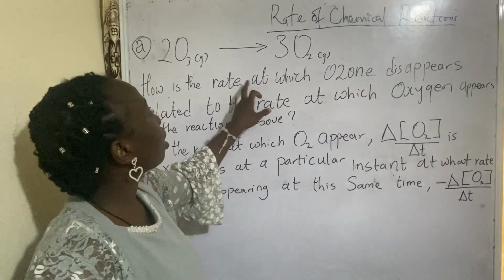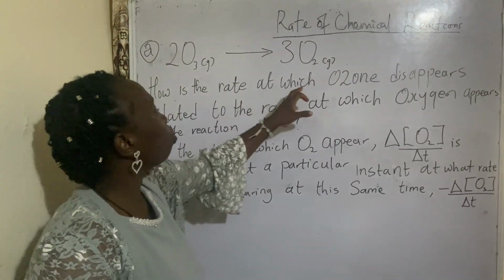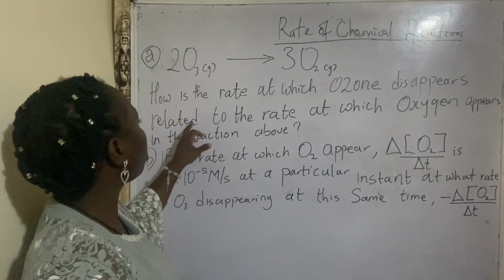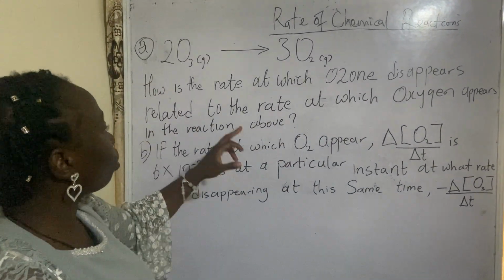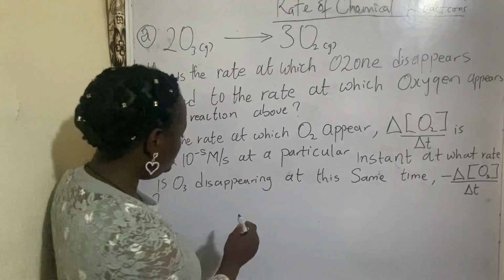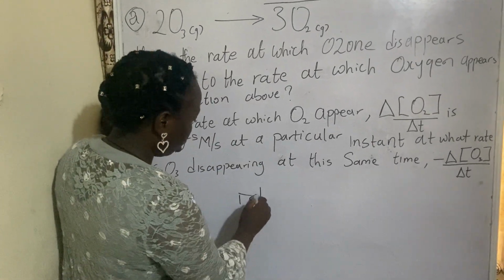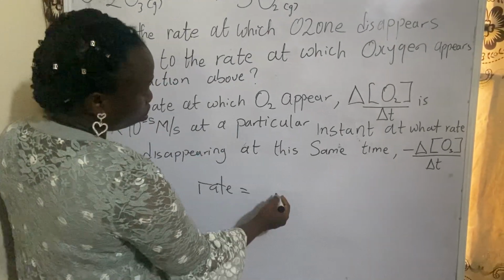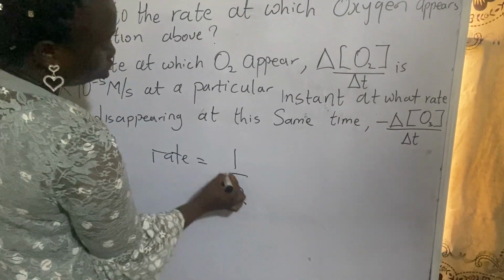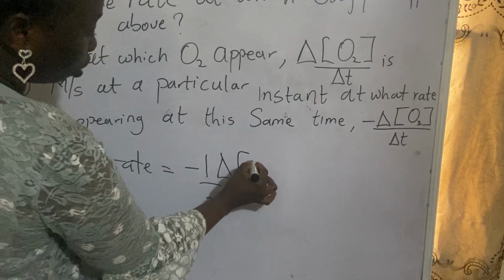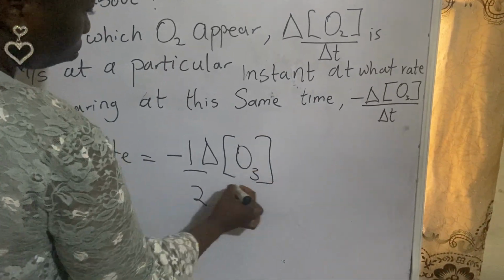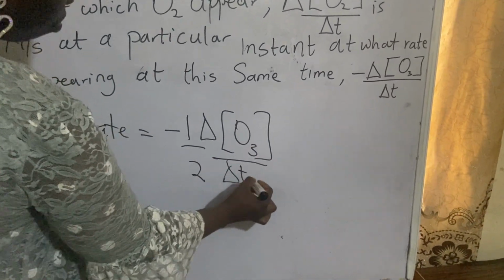How is the rate at which ozone disappears related to the rate at which oxygen appears in the reaction above? Your own is just to say rate is equal to 1/2. Remember, it is minus because it's a reactant. Change in concentration of ozone all over change in time.